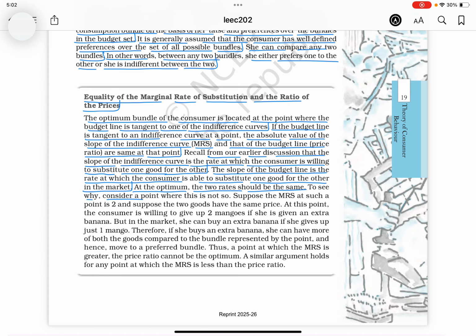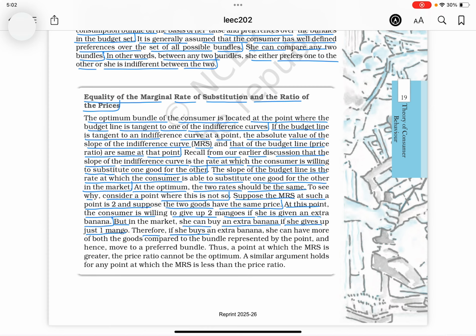To see why, consider a point where this is not so. Suppose the MRS at such a point is 2 and suppose the two goods have the same price. At this point, the consumer is willing to give up two mangoes if she is given an extra banana. But in the market, she can buy an extra banana if she gives up just one mango.